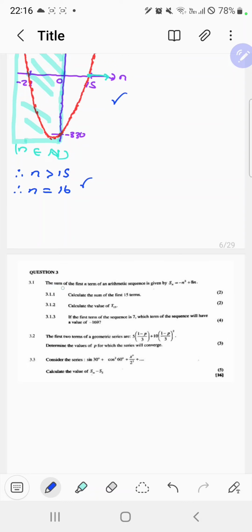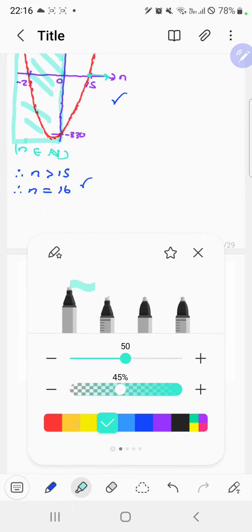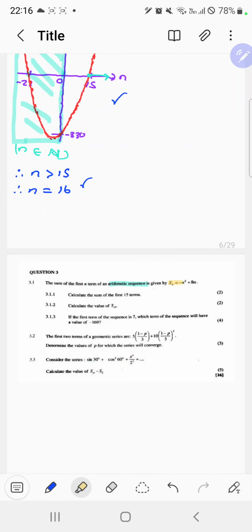Question 3 says the sum of the first n terms of an arithmetic sequence. What is important is that this is an AS, given by Sn equals minus n squared plus 8n. Even if they didn't state that this was an AS, you would know very well that if the sum of the n terms of a sequence is quadratic, that should be an arithmetic sequence, right? Now let's have a look here. It says calculate the sum of the first 15 terms. Okay, this is easy.